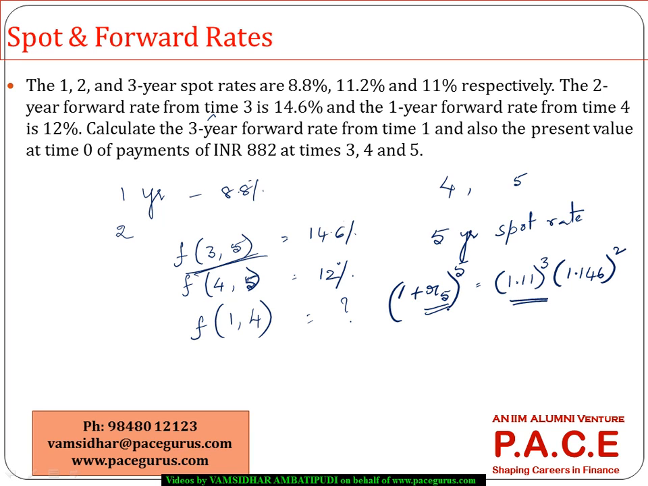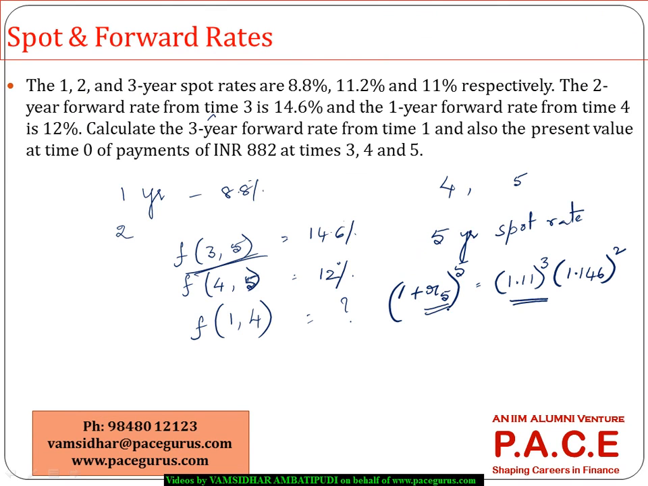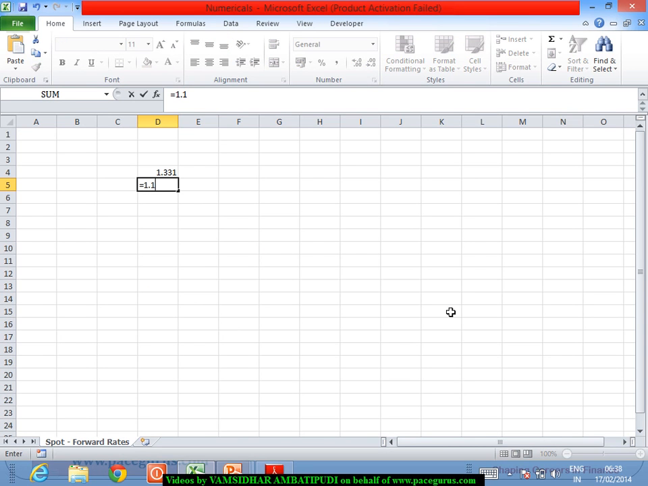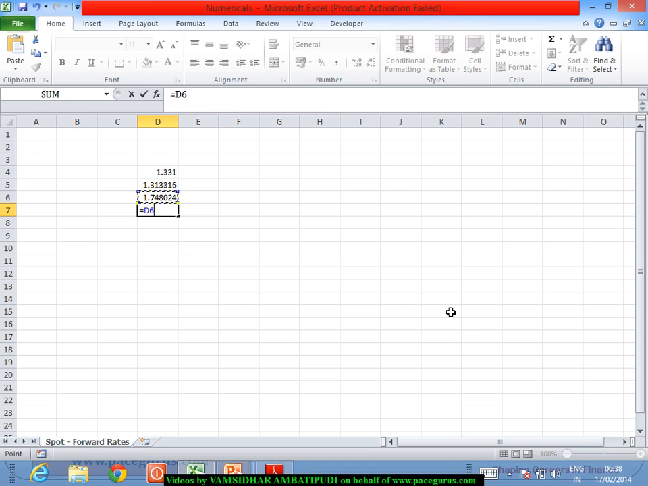Okay. So how do I get my R5 here? First, 1 plus R5 to the power 5 is what I will try to find out. So which will help me find 1.11 cubed times 1.146 squared. Then I am multiplying these two, giving 1.74. This has to be raised to the power of 1 by 5.